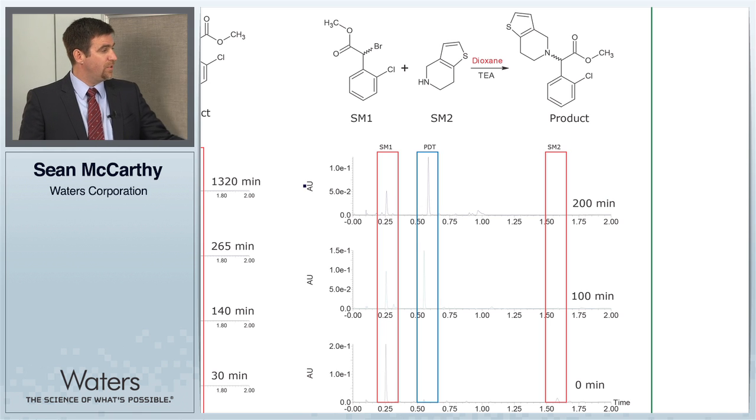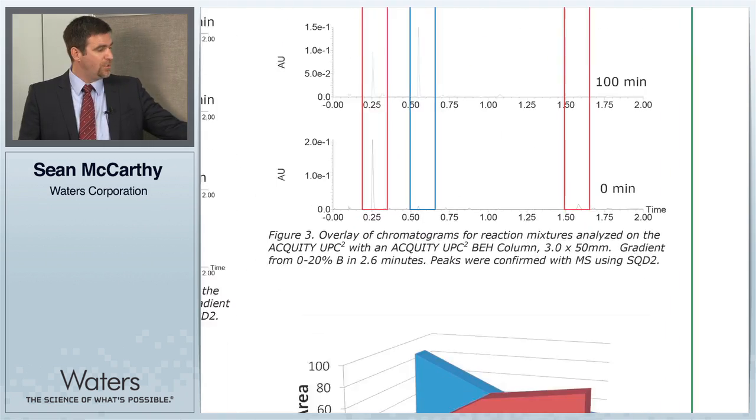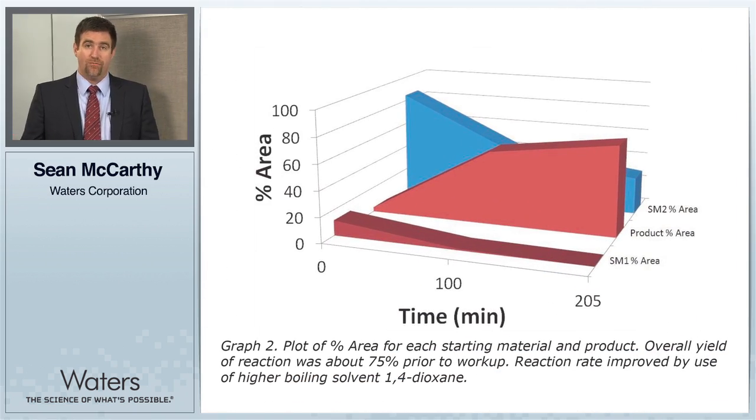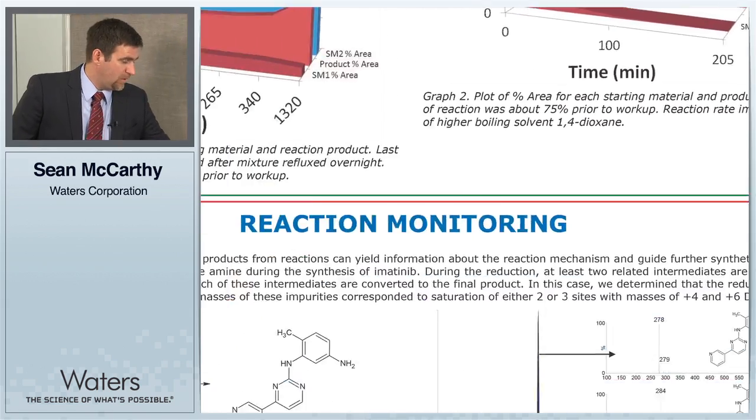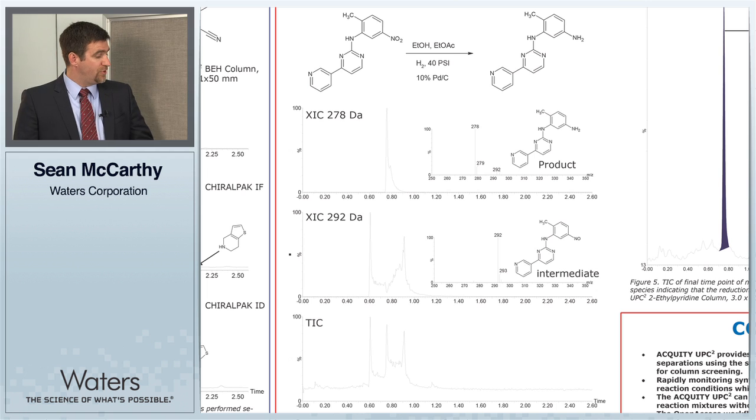Again, using the UPC squared system, we were able to monitor the reaction over the course of a variety of time points. And the graph below shows the rate of reaction using the dioxane, indicating that the rate of reaction had increased, and in addition, the overall yield of the reaction had increased. And the speed with which we could do the analysis, coupled with the robustness of the UPC squared platform, allowed us to accurately track the reaction progress and optimize the synthesis so that we would have the minimal amount of reaction time. Finally, a last example of reaction monitoring, which is during the synthesis of imatinib.